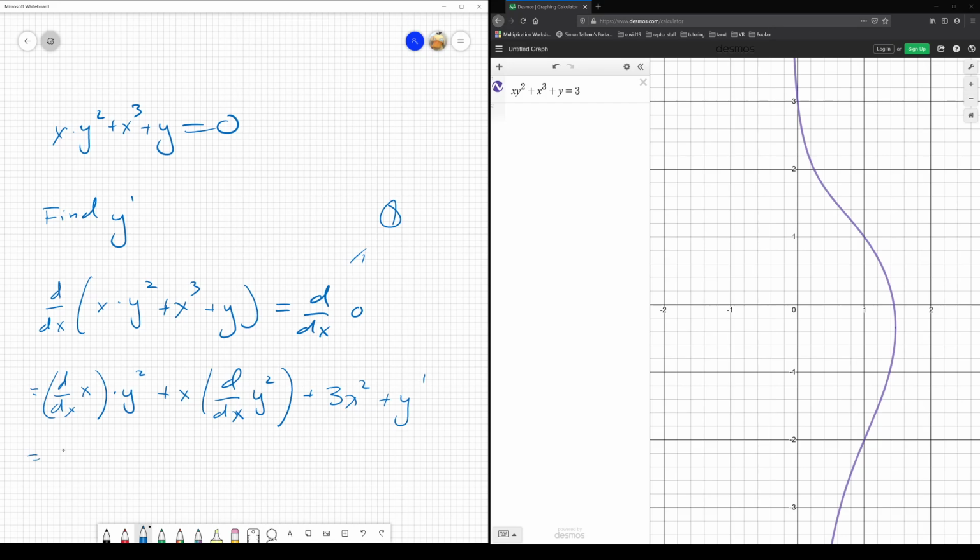Now the derivative of x is 1, so this is y squared plus x times the derivative of y squared. You're going to apply the power rule like normal, so 2y, but then you're going to multiply by the derivative of y because y is a function of x, plus 3x squared plus y prime, and then this whole thing equals 0.